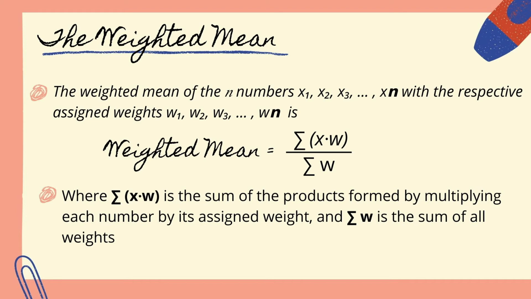So the formula will be the summation of x times w over the summation of w, where the summation of x times w is the sum of the products formed by multiplying each number by its assigned weight, and the summation of w is the sum of all weights.